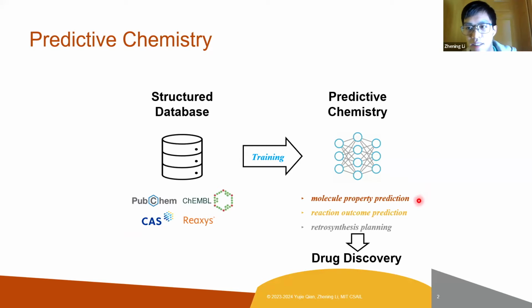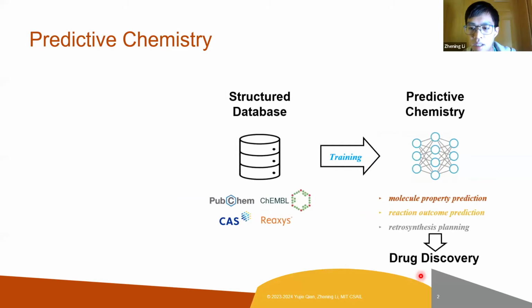Such tasks can include, for example, molecular property prediction, which involves predicting various properties of a molecule, for example, the ground state energy or antibiotic properties. It can also include reaction outcome prediction, where we want to predict the result of a particular chemical reaction, as well as retrosynthesis planning, where we want to design a certain molecule, such as a drug molecule, and plan out the synthesis pathway. These predictive chemistry models can then be used to accelerate and enhance drug discovery processes.